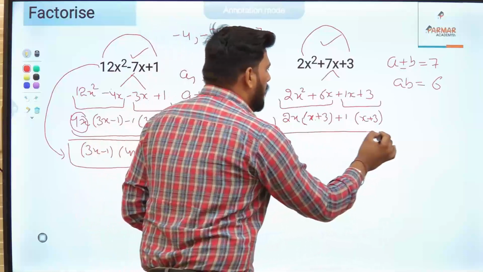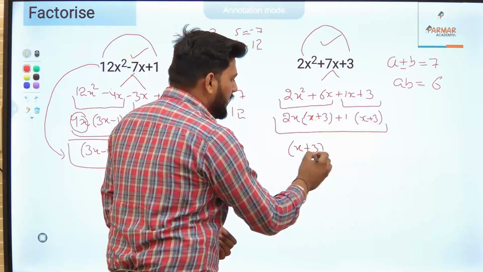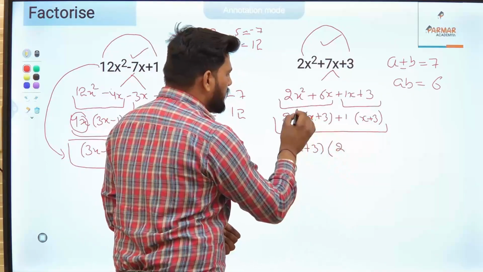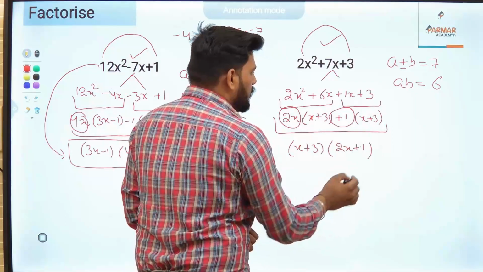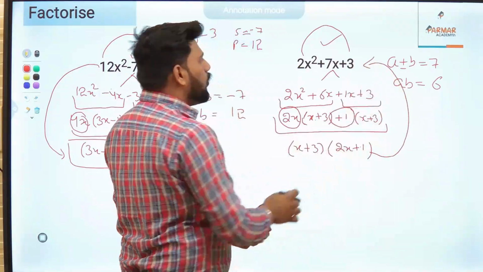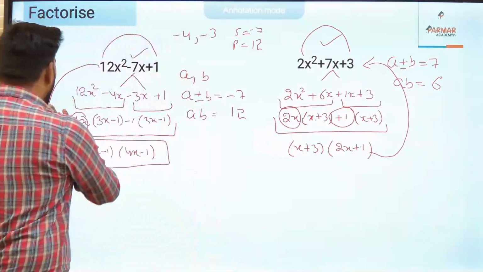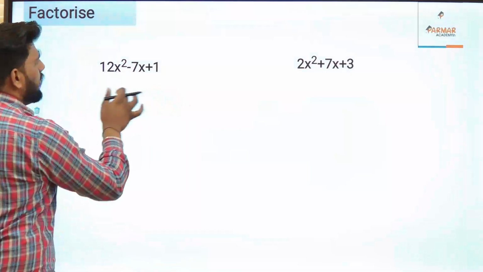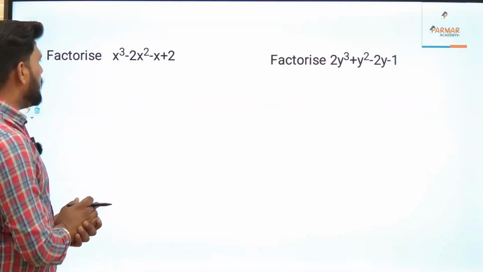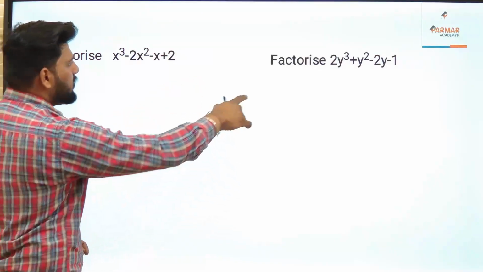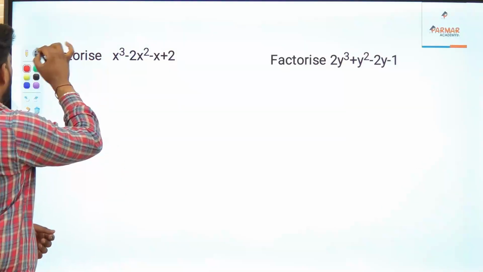So what is common from the whole expression? That is x plus 3. And we are left with 2x here and plus 1 here. 2x plus 1. So this is the factorization of 2x square plus 7x plus 3. So the next one is: factorize x cube minus 2x square minus x plus 2, and then factorize 2y cube plus y square minus 2y minus 1.